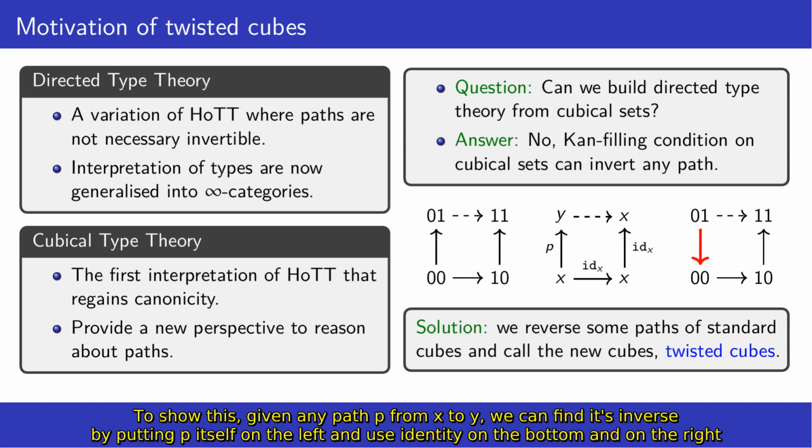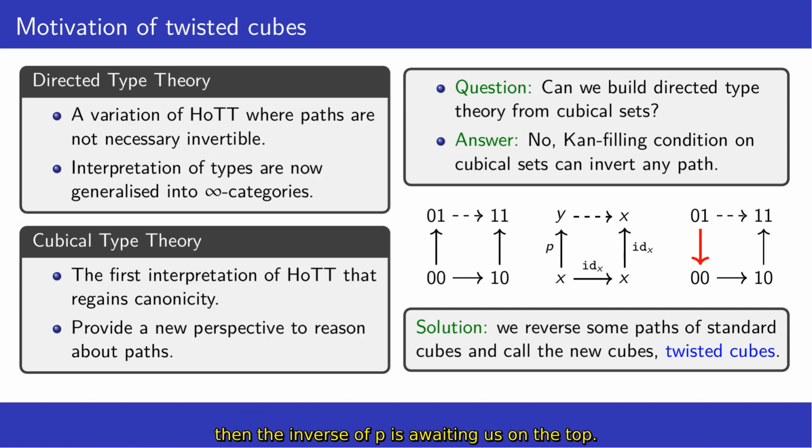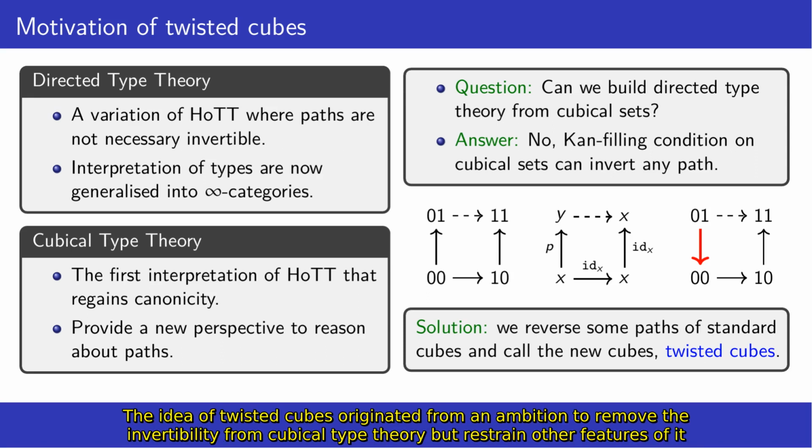To show this, given any path P from X to Y, we can find its inverse by putting P itself on the left and using identity on the bottom and on the right. Then the inverse of P is awaiting us on the top.